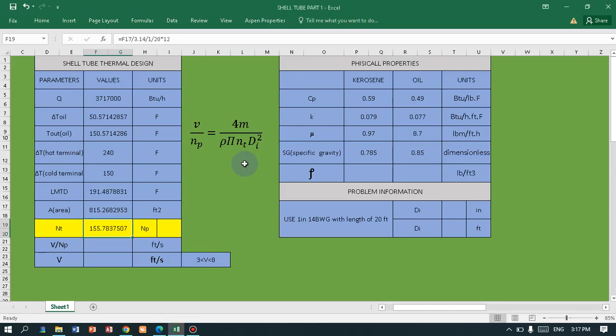So before calculating velocity, we need to calculate something first. We need the density and the internal diameter of the tube. For density, we select this cell, which is the specific gravity, and multiply this number by 62.4. This 62.4 is the density of water in the British unit. Repeat this for this cell as well, for the oil which passes through the tubes.